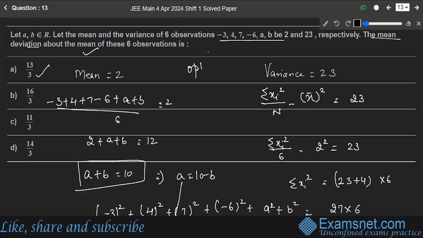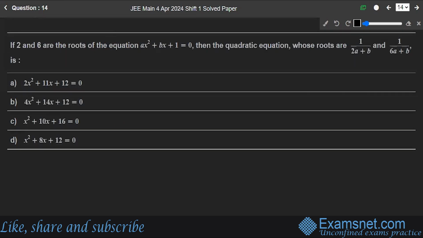That makes option A the right answer to the question. Hope you understood that. Let's move to the next question. Question number 14 says, if 2 and 6 are the roots of this equation, then what is the quadratic equation whose roots are given by these two?